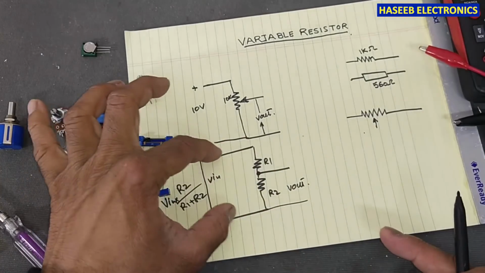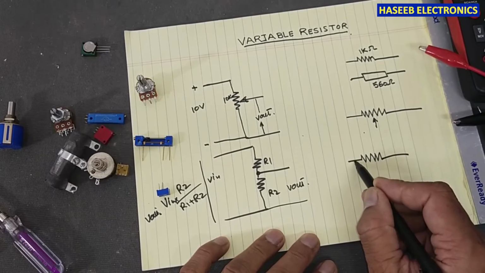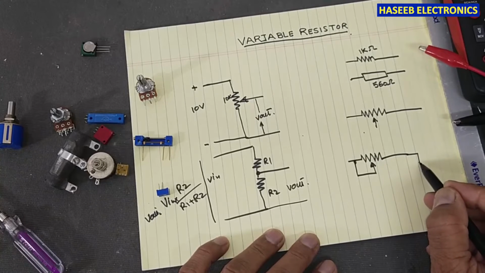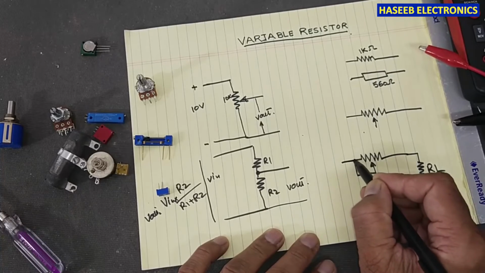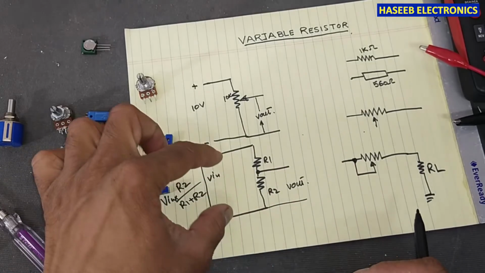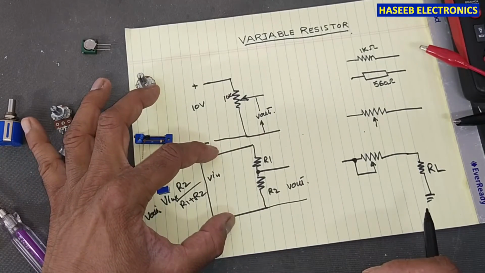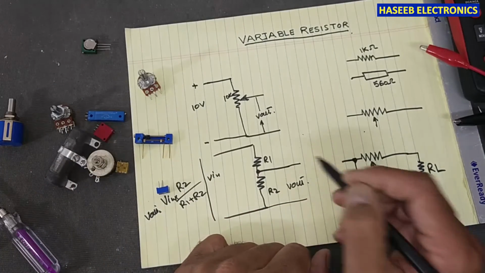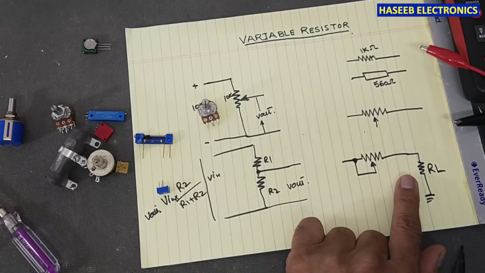It is used in parallel, but a rheostat is used in series with the load. It will control the current. In potentiometer, we connect three terminals: positive, negative. We apply some voltage, either AC or DC, and we take output from this terminal, the slider arm, the center point. But here we use two terminals.